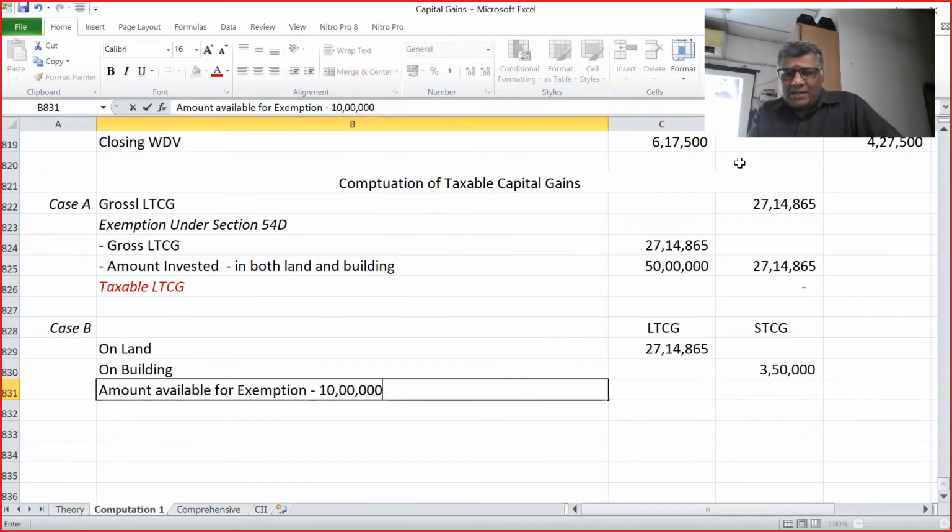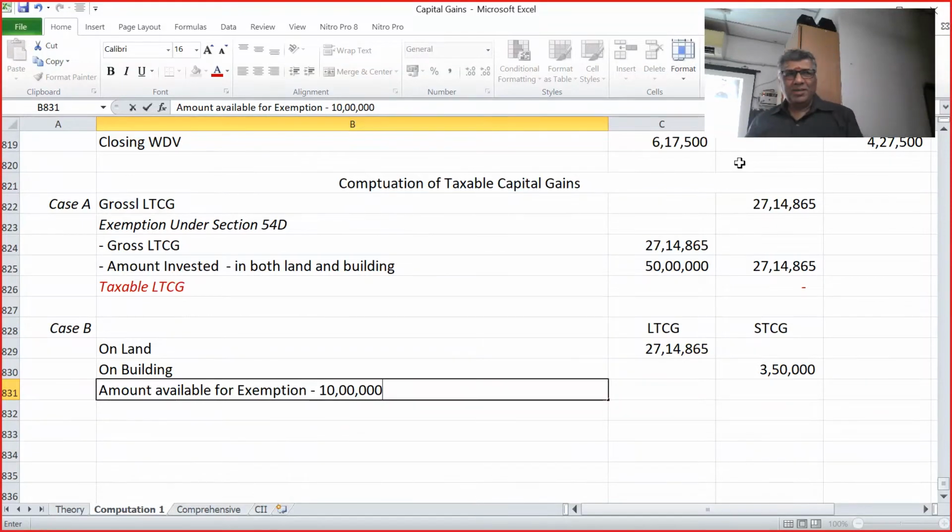I have an LTCG of 27,14,865 and an STCG of 3,50,000. What is the good tax planning? Sir, STCG first. First STCG, good. Because LTCG is taxable at 20%, while STCG depends upon the normal rates; if it is a company, it can be 25 or 30%.